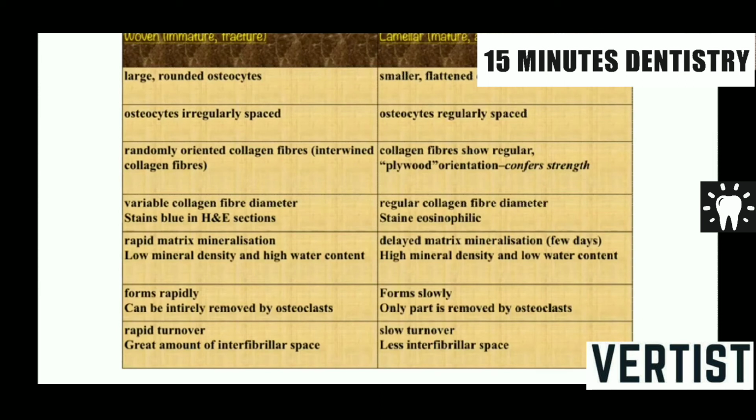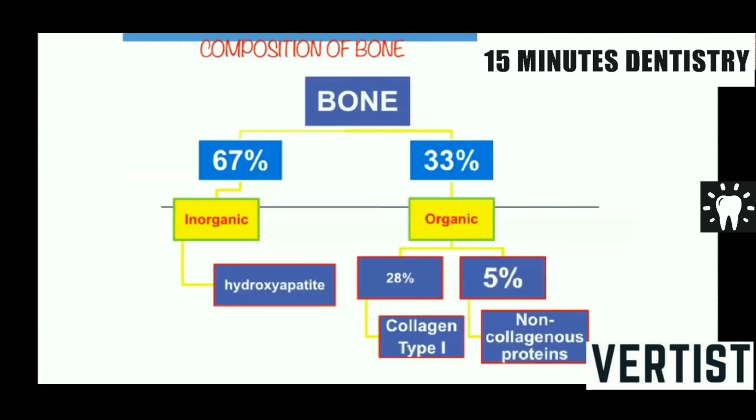Whereas in the adult bone or the lamellar bone, you can see smaller, flattened osteocytes, and they are regularly placed. They have a plywood orientation which confers the strength. They have regular collagen fiber diameter and they have delayed matrix mineralization. They have high mineral density and low water content. They form slowly and only part is removed by the osteoclast. They have a slow turnover.